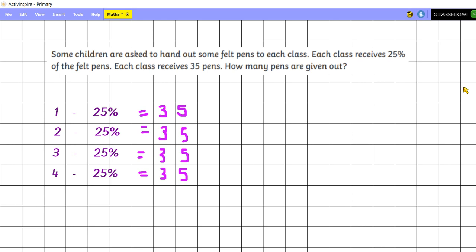Quite simply, all we need to do is add these. So you can either add them up as column addition or add them up in your head. 30 add 30 add 30 add 30 is 120. Add 5 add 5 add 5 add 5 is 140. So the answer is 140 pens were given out.